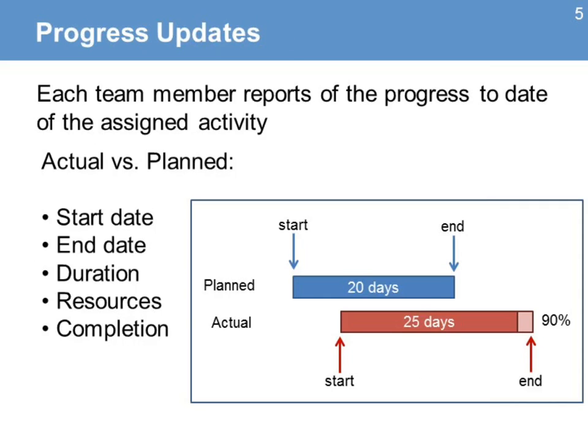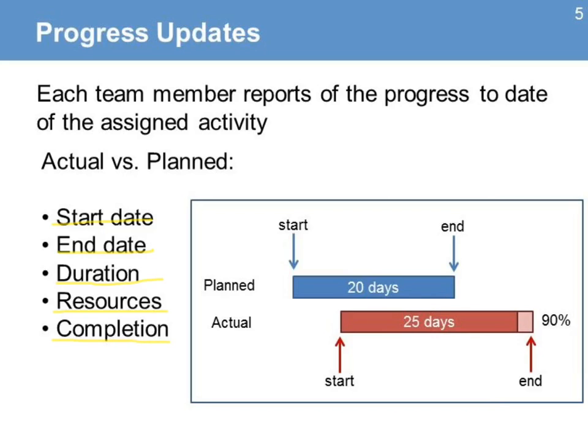When each team member reports on the scheduled progress of the project activities they were assigned, they will report on the following: the actual start date of the activity, the actual end date of the activity, the actual duration of the activity, any changes in the resources that were assigned to the activity, and the completion status such as 100% or 50% completion.